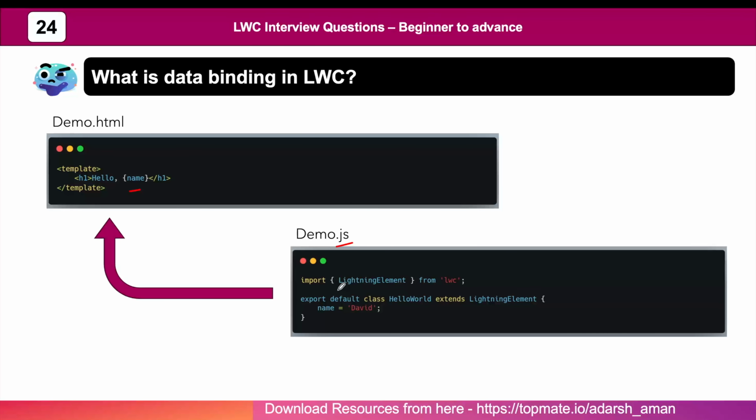So this is a mechanism, and how the data flows from JavaScript to HTML is known as data binding. You don't need to write anything here. You just need to understand this is a mechanism. Because of data binding, it is happening.